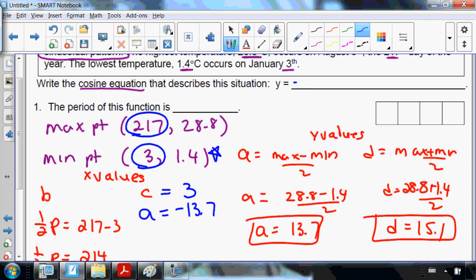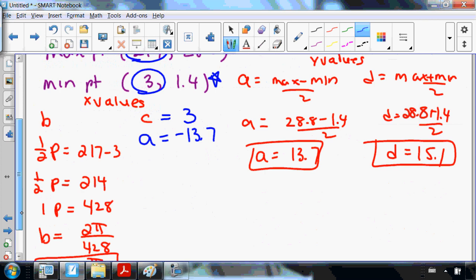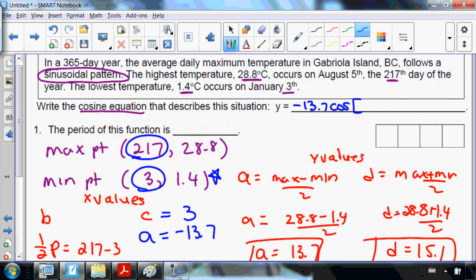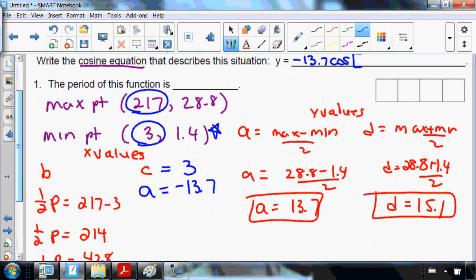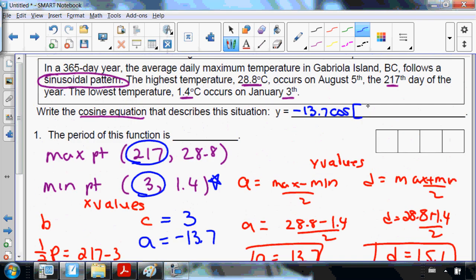So put it all together, here's my equation. y equals negative 13.7 cosine of B, which is pi over 214, times x minus my shift, which we said was 3. Minus 3, horizontal shifts, we're going to the right, so it's minus 3. Close my brackets, and then plus my D value of 15.1. I just squished it in.